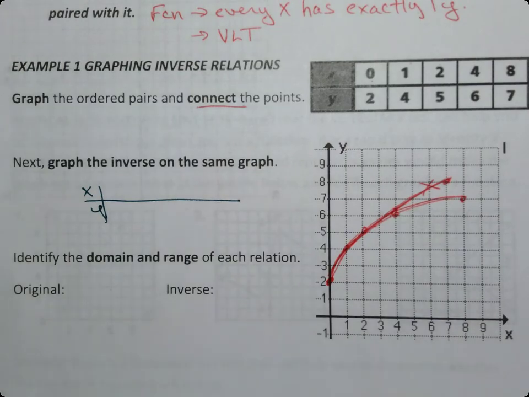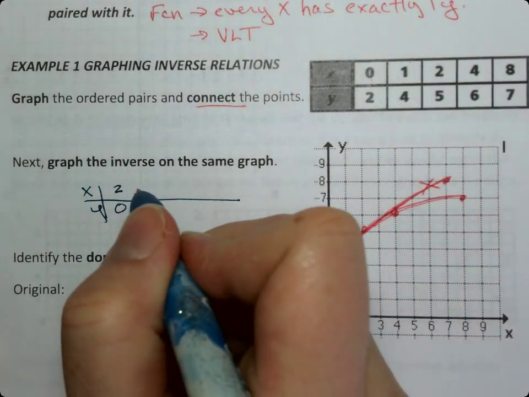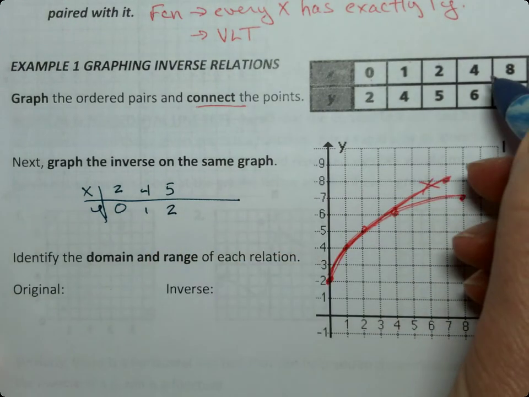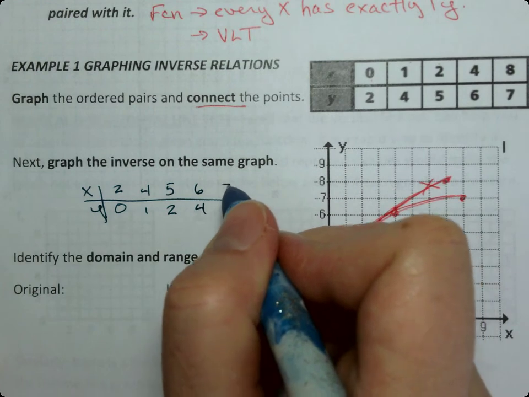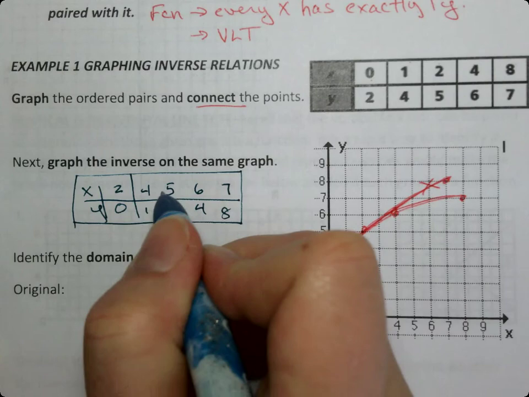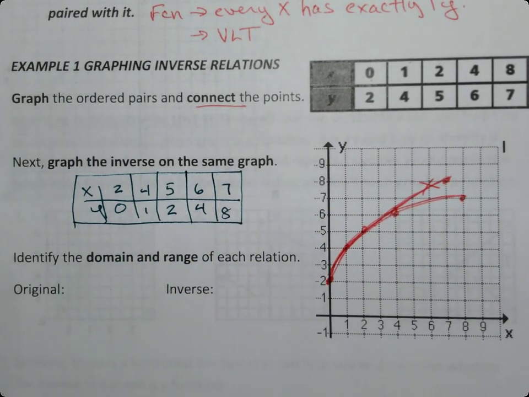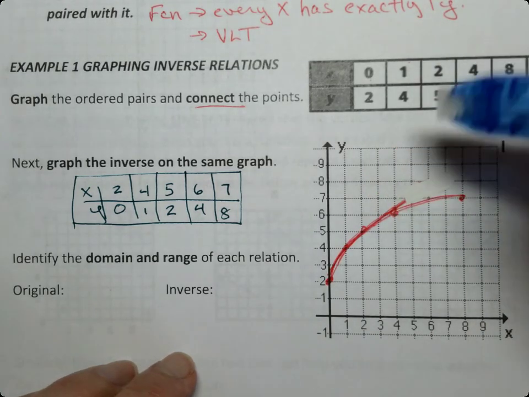To find the inverse, we are just flipping. So 0, 2 becomes 2, 0. 1, 4 becomes 4, 1, 2, 5 becomes 5, 2. 4, 6 becomes 6, 4, and 8, 7 becomes 7, 8. So every x and y get flipped. Now take a second and graph the inverse. You don't have to, but if you have another color and it helps you, you can.